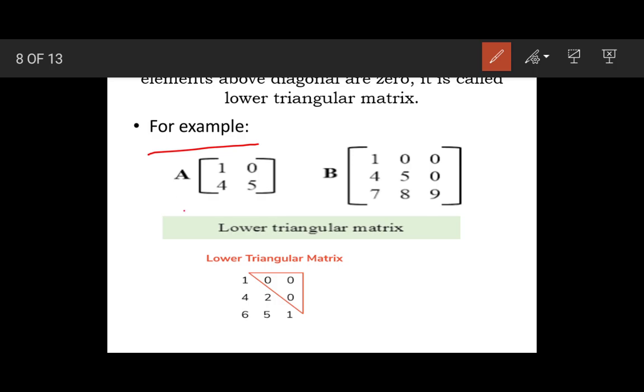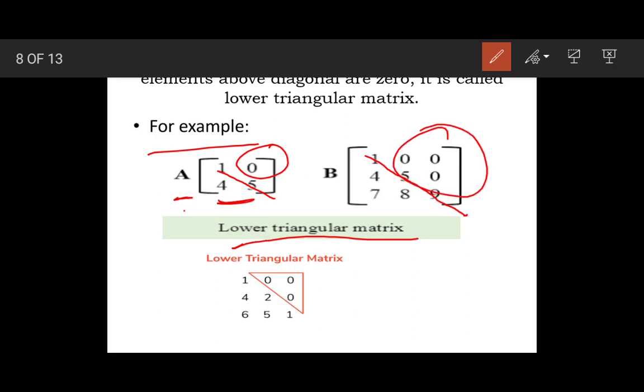For example, A is a matrix with 1, 5 as diagonal numbers. Above the diagonal 0, below the diagonal there is a number, right? So this one is an example of a lower triangular matrix. B is a matrix with 1, 5, 9 as diagonal elements. Above the diagonal all the elements are 0. Then this B is known as a lower triangular matrix.